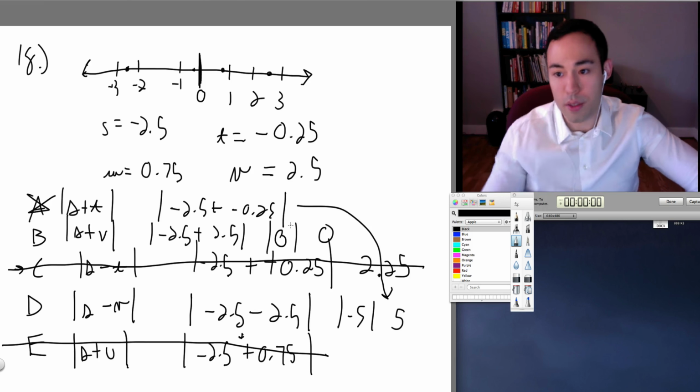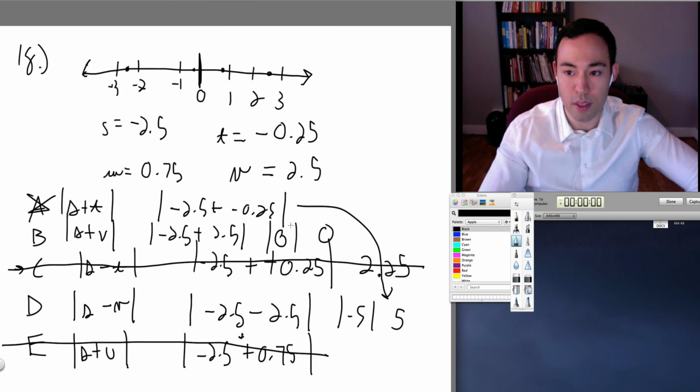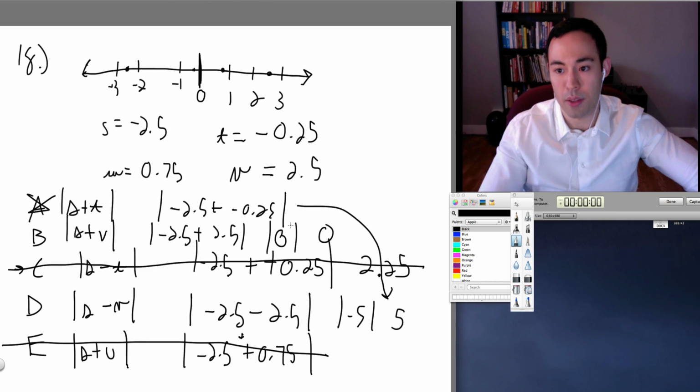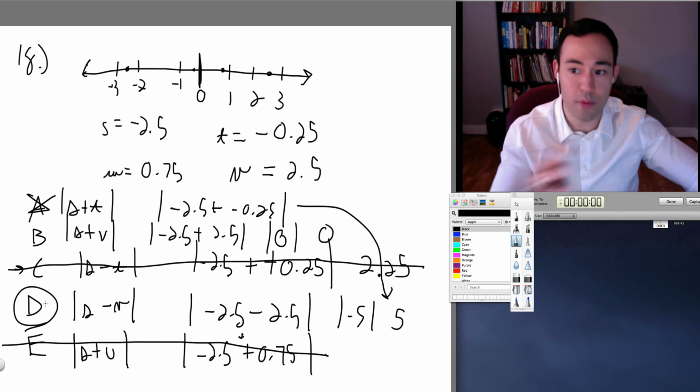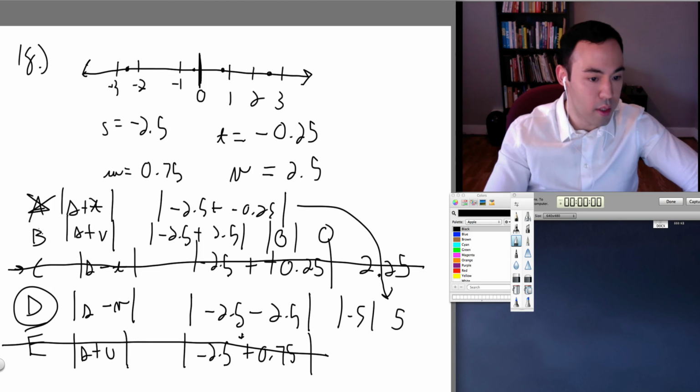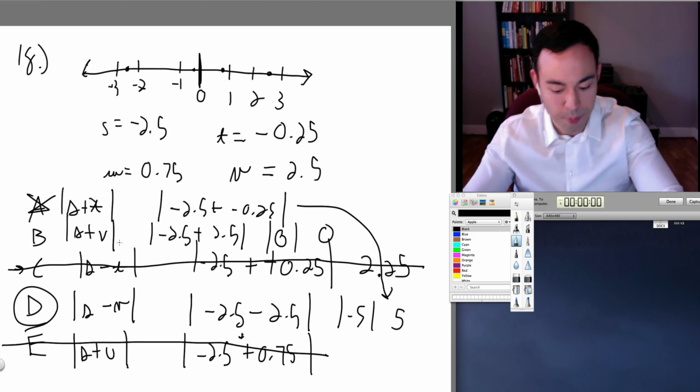So remember, absolute value is essentially a measure of distance from the origin. That's how I like to think of it, and it helps me. I like conceptualizing it that way. It's how far away have we gone from the origin. So anyways, the answer is D now.